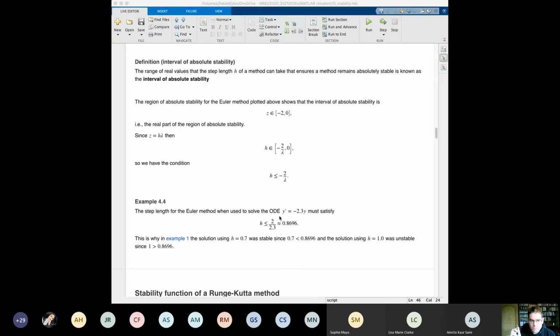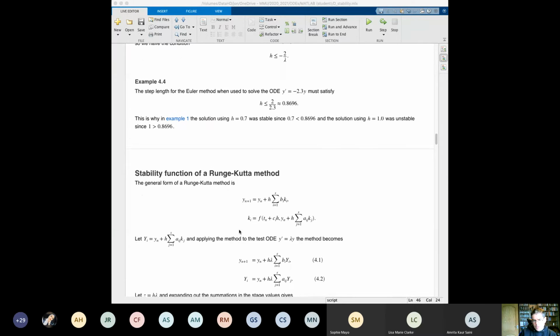So our ODE, which we solved in example 4.1, was y dash equals -2.3y. Therefore, in this case, lambda was -2.3. If we use this, we can see that the maximum value of h for which our method would be stable would be 0.8696. Okay, so that's why between 0.8 and 0.9 we had a stable and an unstable solution. Right, so that's the whole idea of absolute stability and stability.